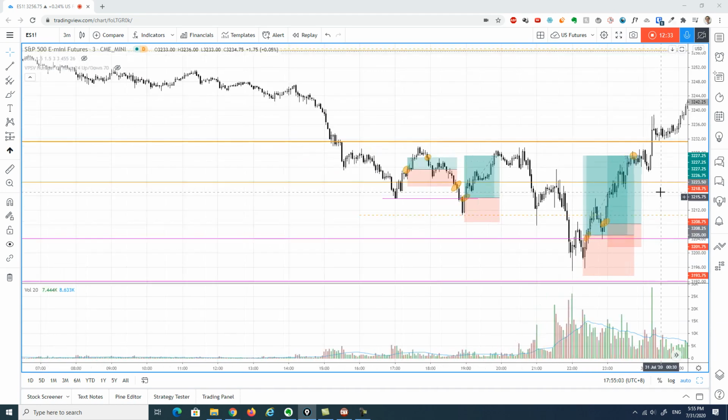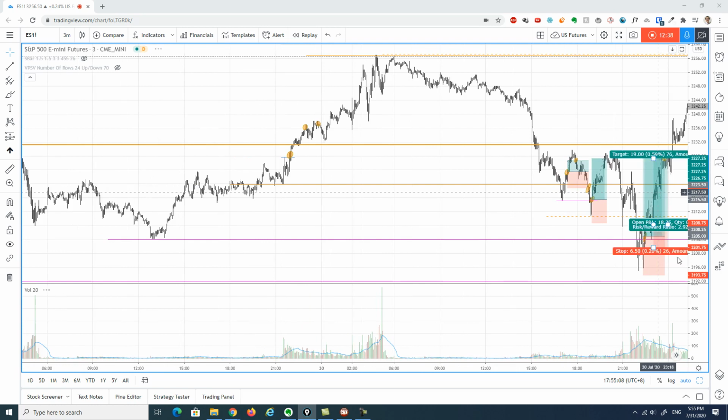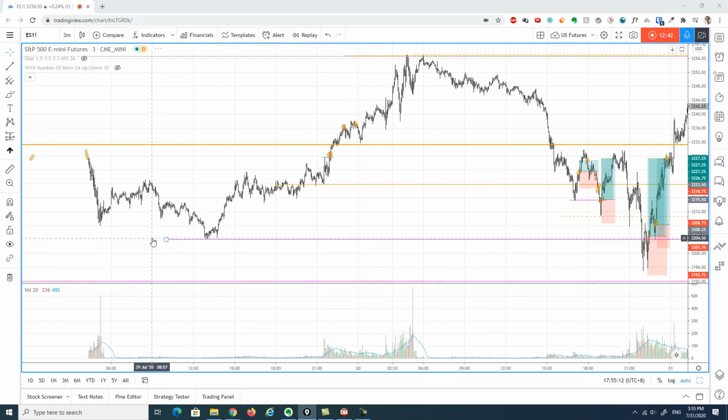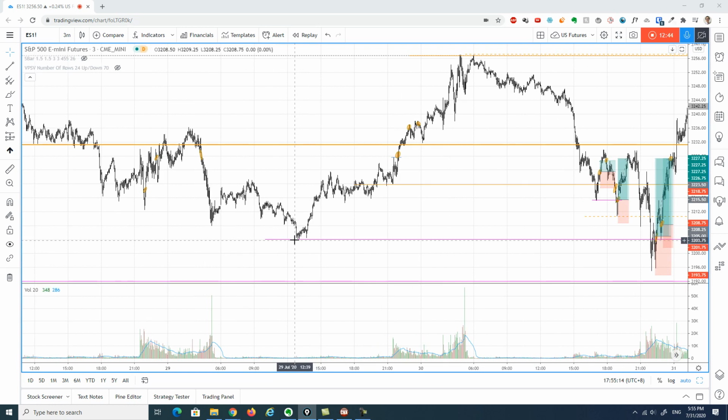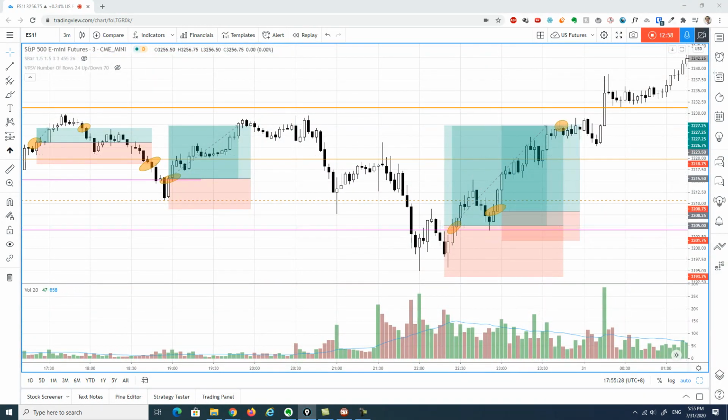So firstly, the level that I based upon was actually based on this swing low here. There was a swing low around 3205, and that swing low was created during the European London session. So I just based it upon that level.